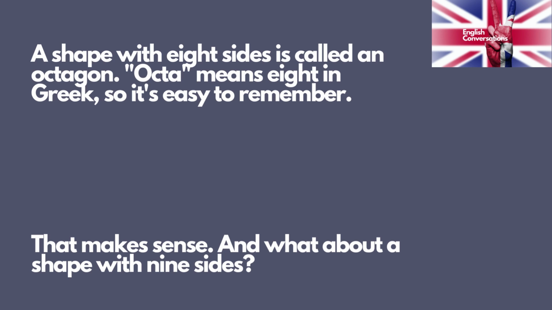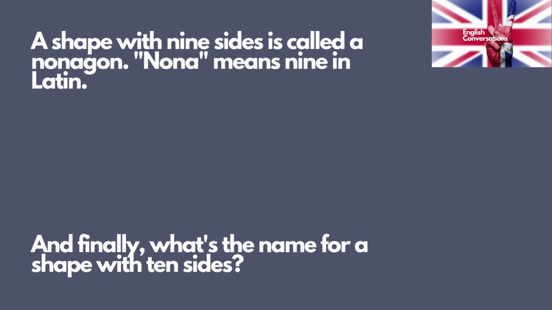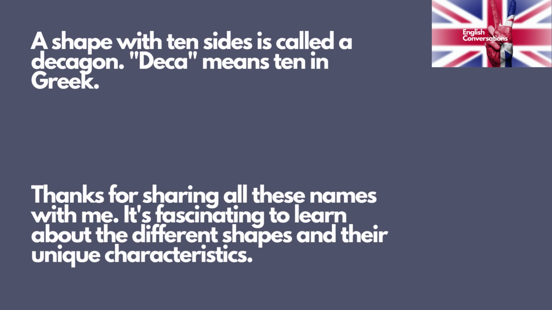That makes sense. And what about a shape with 9 sides? A shape with 9 sides is called a nonagon. Nona means 9 in Latin. And finally, what's the name for a shape with 10 sides? A shape with 10 sides is called a decagon. Deca means 10 in Greek.